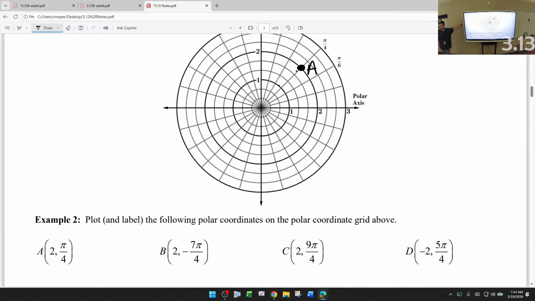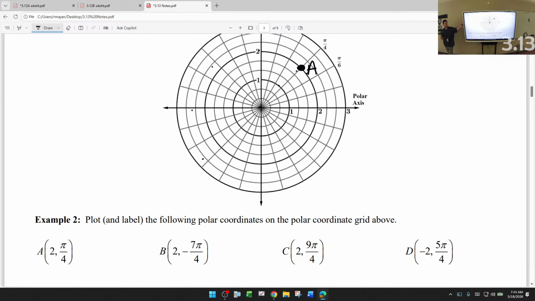5 pi over 4. 5 pi over 4 is not in quadrant 1. But then it's negative 2. So my guess is 5 pi over 4 is in quadrant 3. 1/4, 2/4, 3/4, 4/4, 5/4. But then it tells me negative 2, so I'm supposed to go this way, but negative 2 tells me I've got to turn around and go that way and end up at the same point.